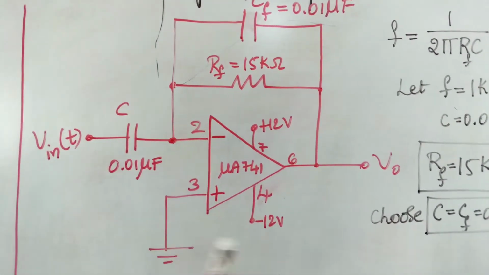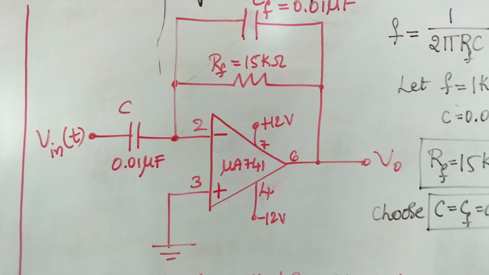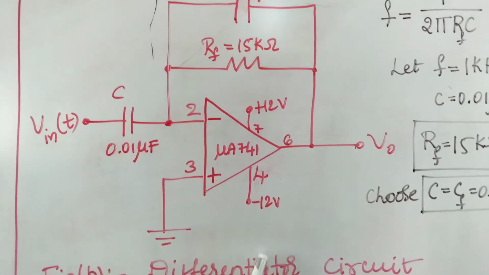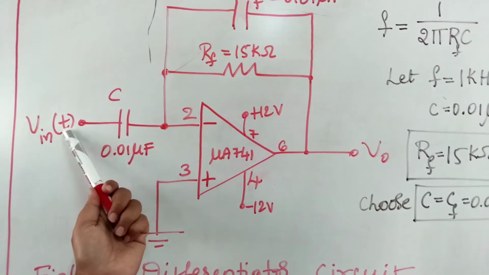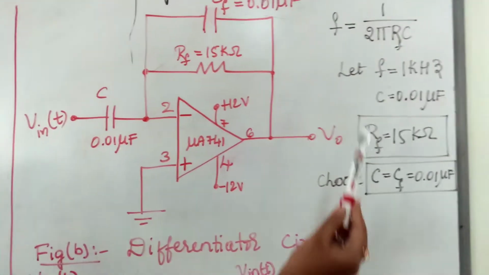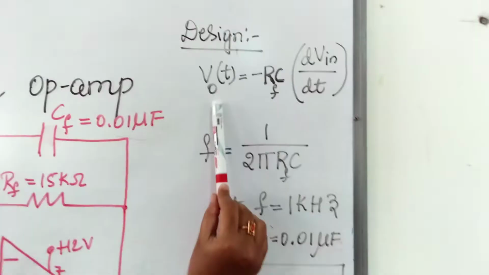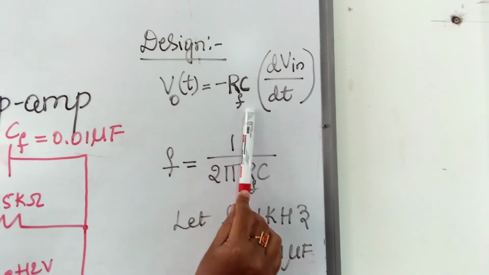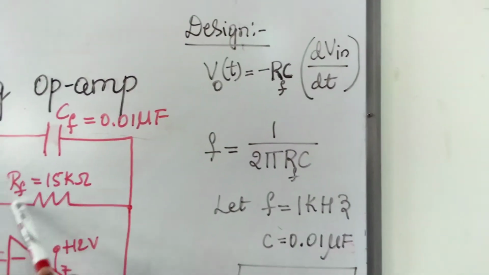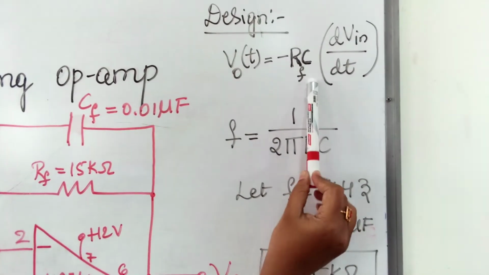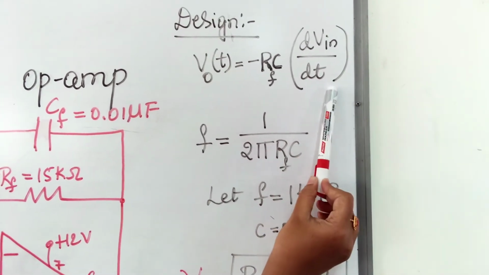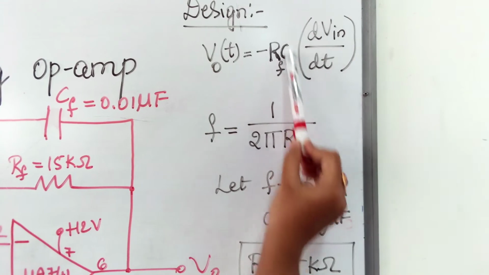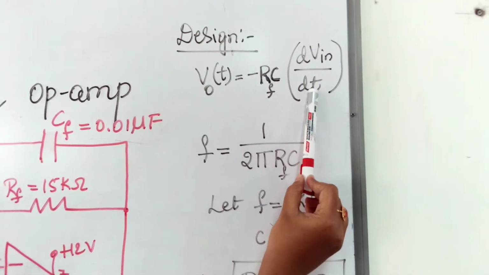Okay, so what is a differentiator circuit? The differentiator circuit produces the differentiation of the input signal. Mathematically, the output equation is V naught of t equals minus RF C dV in by dt, where RF indicates the feedback resistor. So we can observe here the output is directly proportional to the differentiation of the input signal.